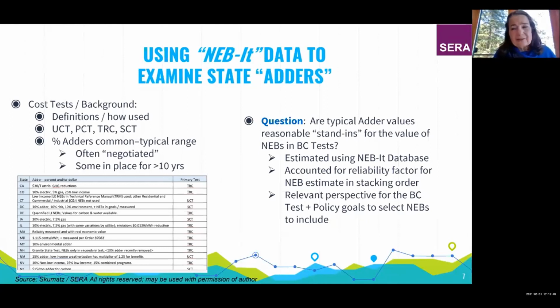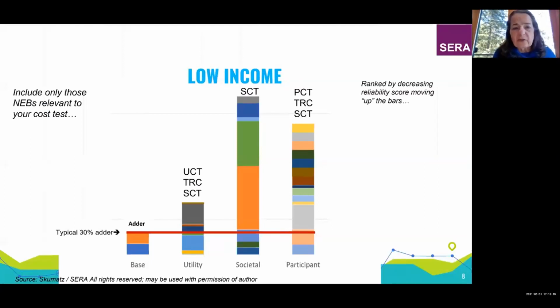These are often negotiated, and in some cases they're quite contentious processes. Some of these adders have been in place for more than 10 years, back when some of the NEBs literature was a little more rudimentary. So the question was: are the typical adder values in different states reasonable stand-ins for the value of the NEBs in benefit-cost tests? We estimated it using this literature review database that we provided. So let's look at the first one.